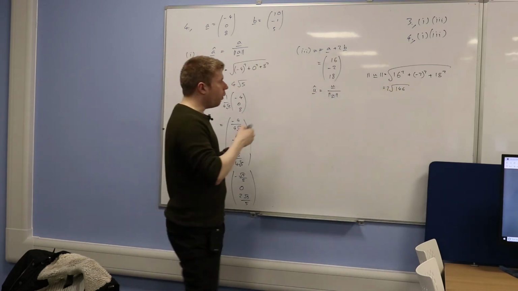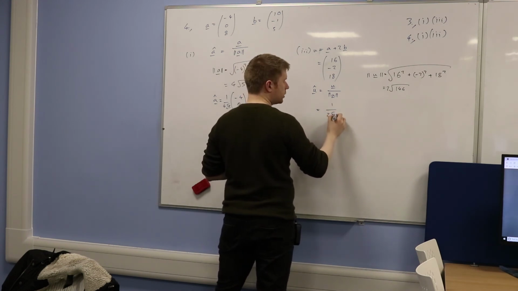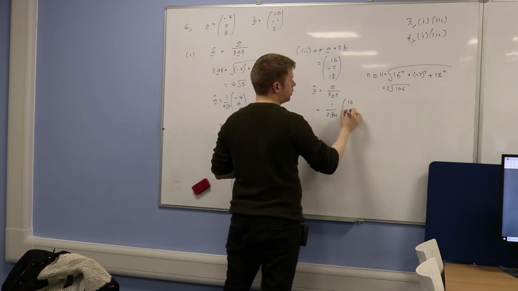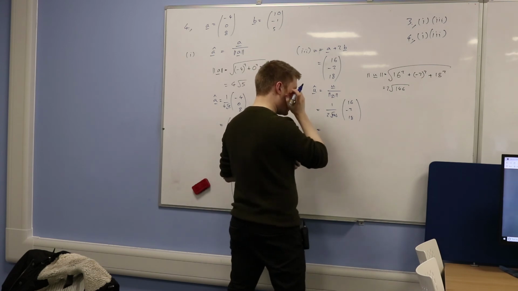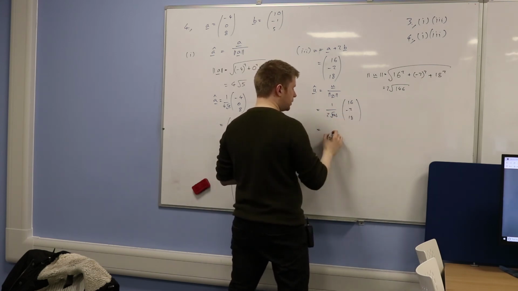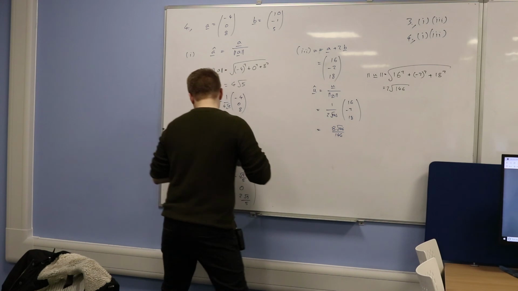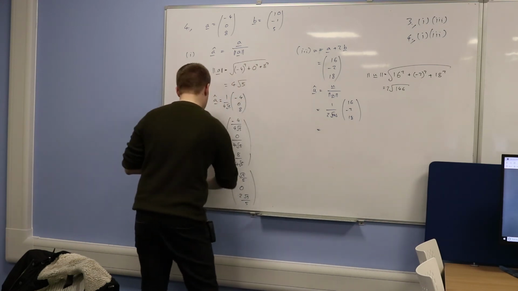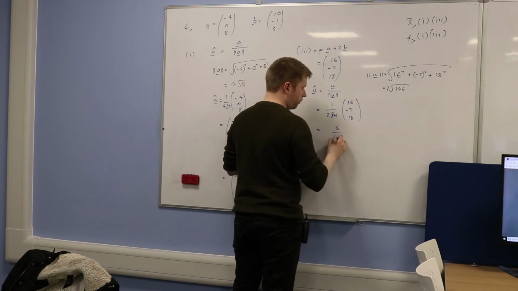So therefore, my unit vector is just going to be 1 over 2 root 146 times each component, which of course will simplify to, if I multiply through by this, 16 over 2 root 146, or that's going to be 8 root 146 over 146. It will simplify further, but I'm going to leave it as an irrational denominator. So it's going to be 8 over square root of 146.